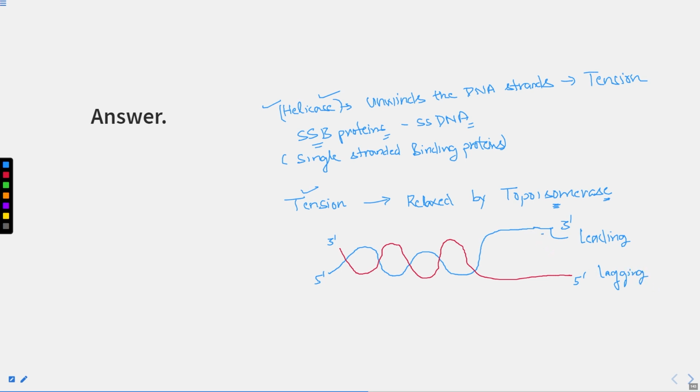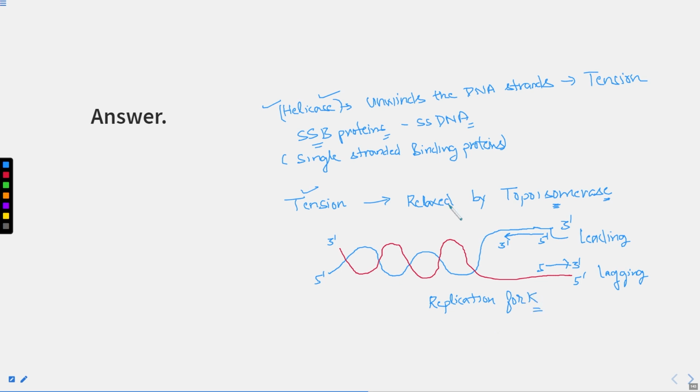Here continuous synthesis of DNA takes place, from 5' to 3'. Here discontinuous synthesis of DNA takes place, which will also be from 5' to 3'. Now this is known as the replication fork, which is formed within the replication bubble.